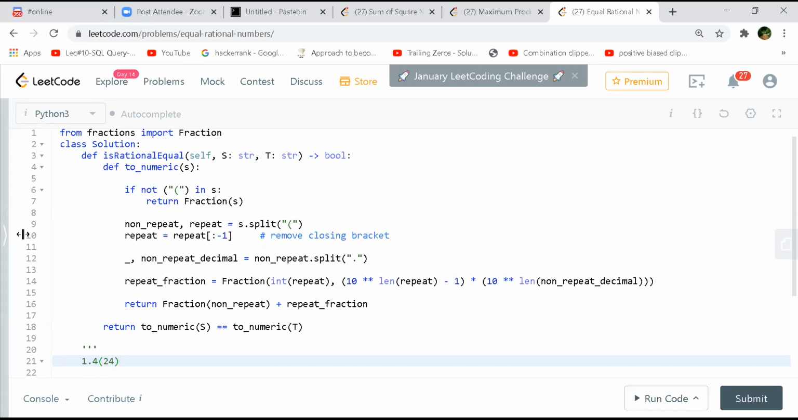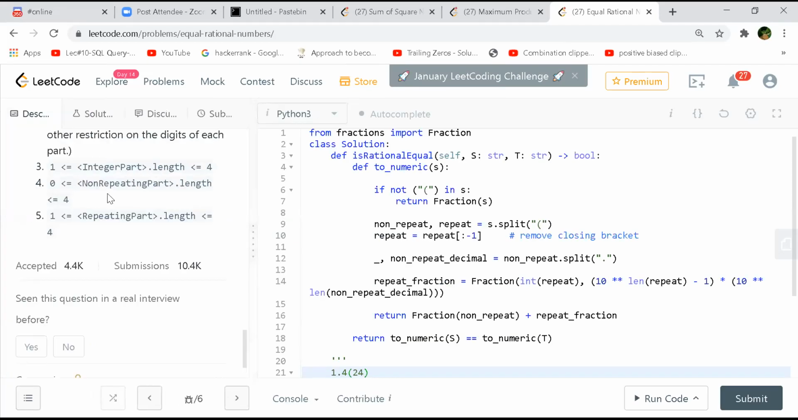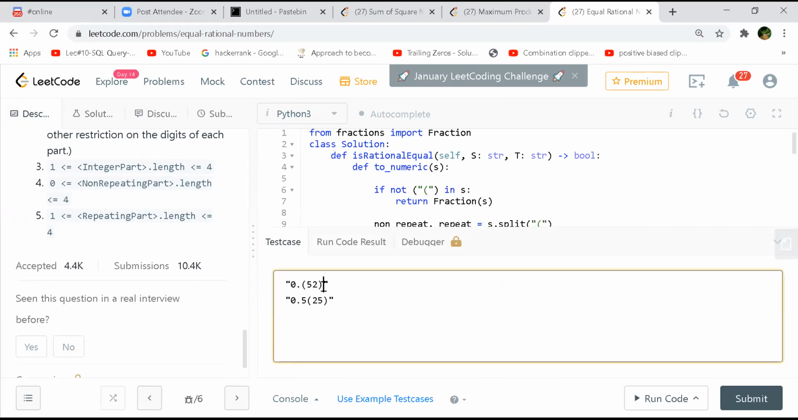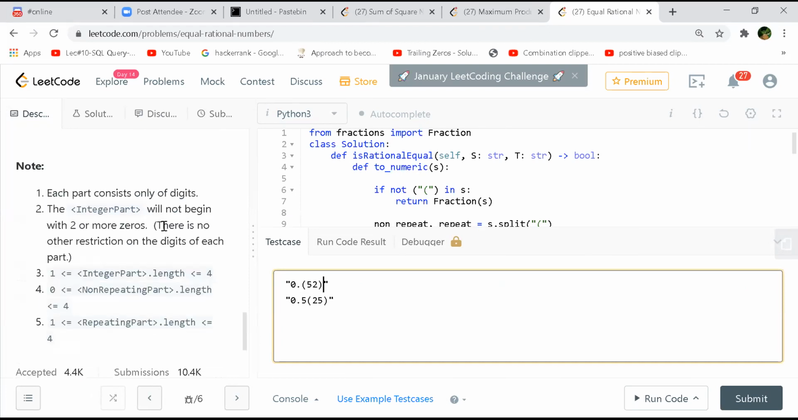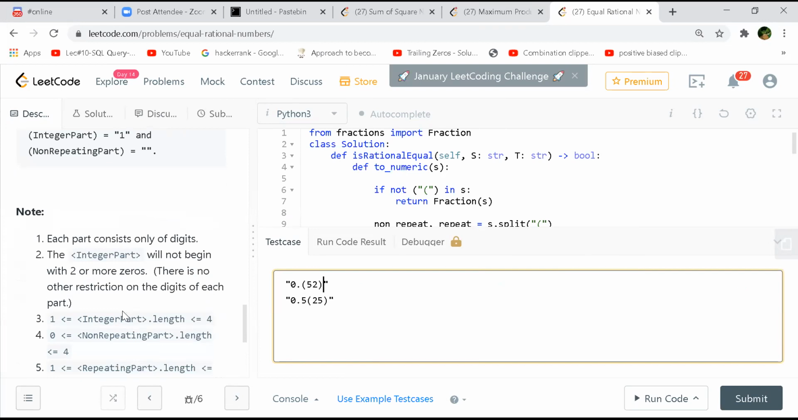Let's run. I think it should be right, because I don't know, it depends on the constraints. One might be the max in some cases. They are not saying that anywhere. In your example they haven't mentioned that each part consists of only digits and will not begin with two or more zeros. It can be, it's valid.